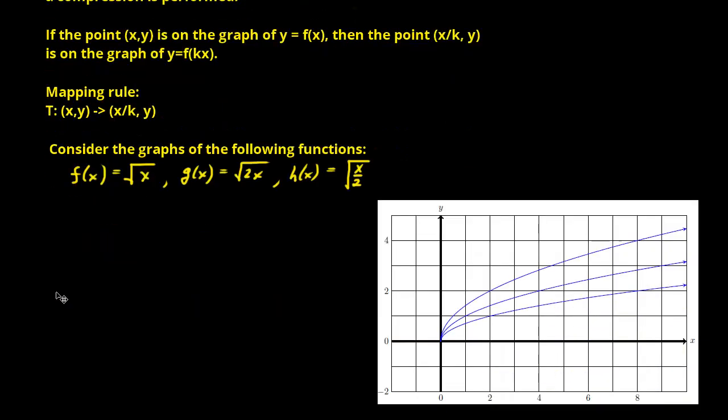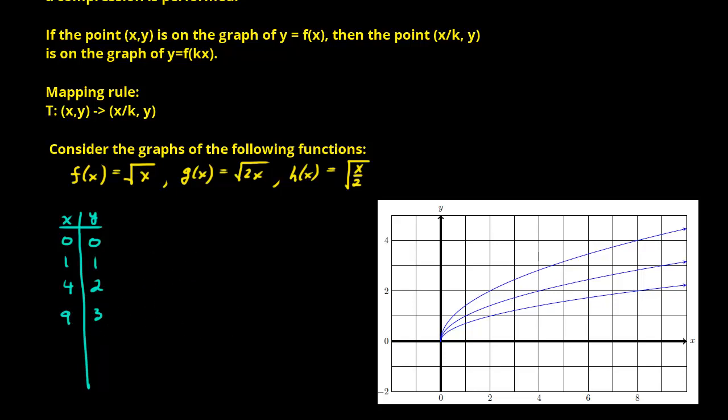So let's look at the graph of f of x equals root of x. I know that the key points on the graph of f of x equals root x are, these are my x values, this is my y value: 0 comma 0, 1 comma 1, 4 comma 2, and 9 comma 3 are on the graph of f of x.